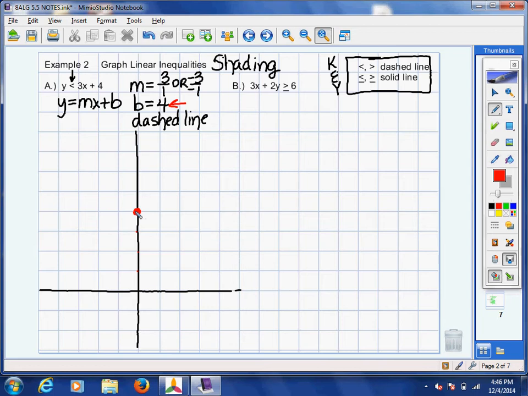So I'm going to do the positive version first. I'm going to go up 3, right 1, okay? And I'm also going to, from back at the y-intercept, go down 3, left 1. And there we go.